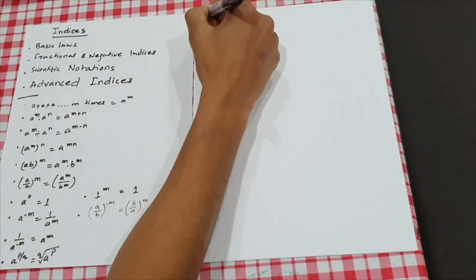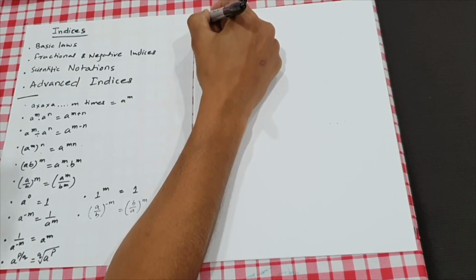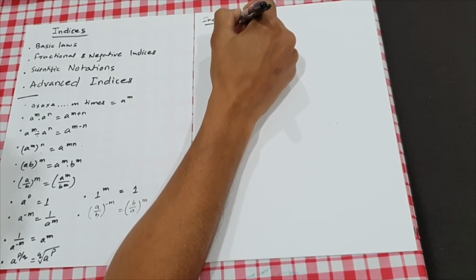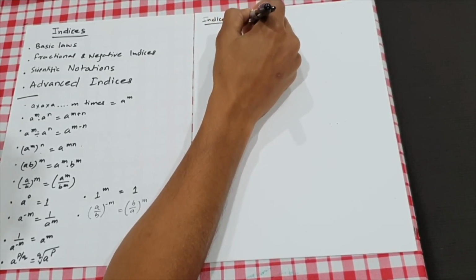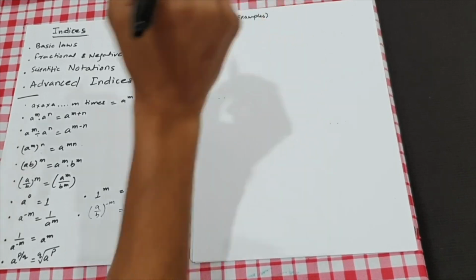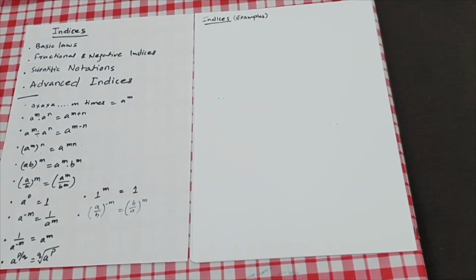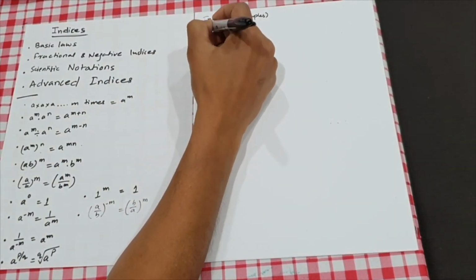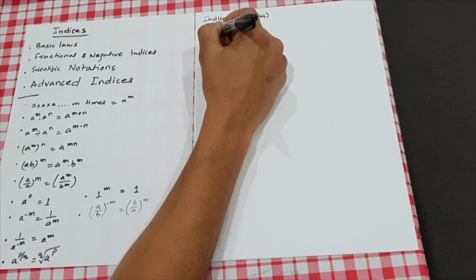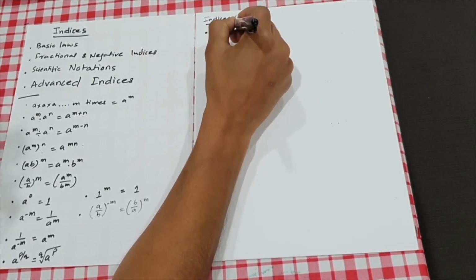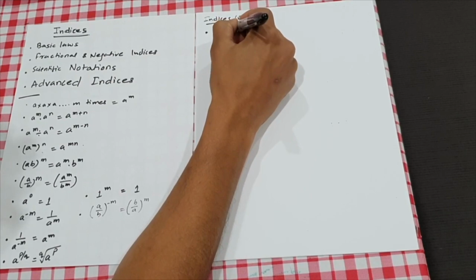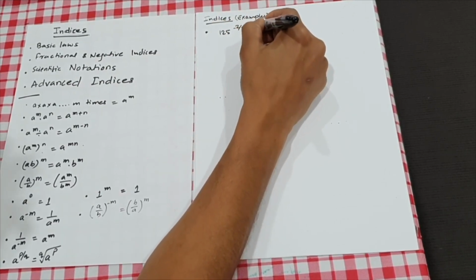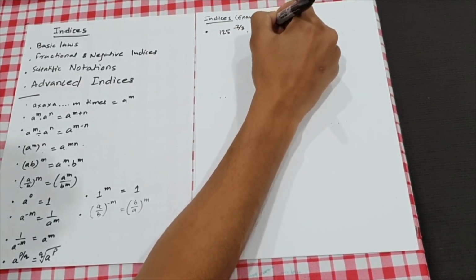Okay. So some examples of indices that you may see in your exams. Okay, so let's take some complex ones. 125 to the power minus 2 by 3 times 625 to the power 3 by 4.